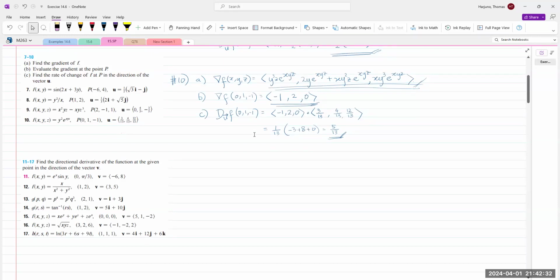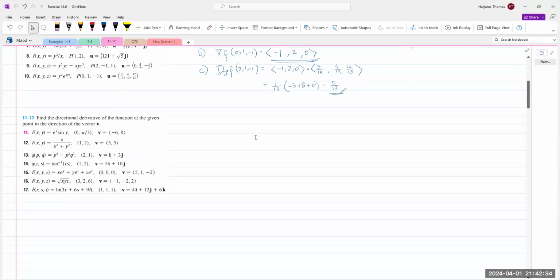Numbers 11 to 17: find the directional derivative of the function at a given point in the direction of vector v. Notice that vector v here may not be a unit vector, and we need to make it a unit vector first.